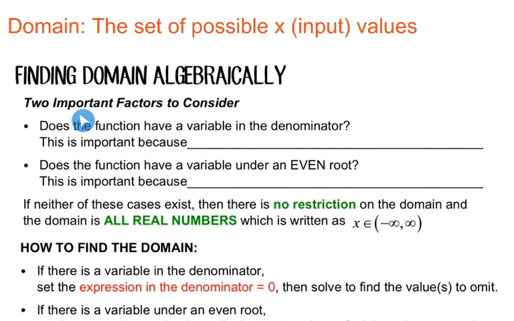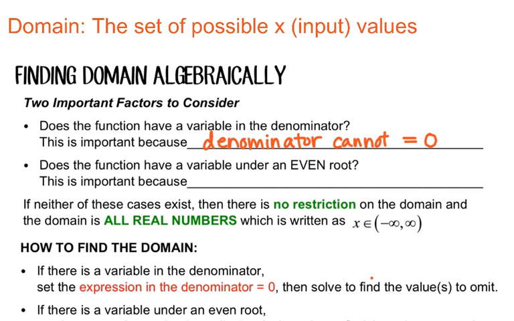So we have two important factors, and in the start of this class, we really only have two rules we use when we're thinking about domain, but as the semester moves along, we're going to add a third domain rule. Right now, we have two important factors to consider though. The first one is, do we have a variable in the denominator? And why is this important? This is important because the denominator cannot equal 0. We are not allowed to divide by 0. So that's one of the things that we look at when we're thinking about domain.